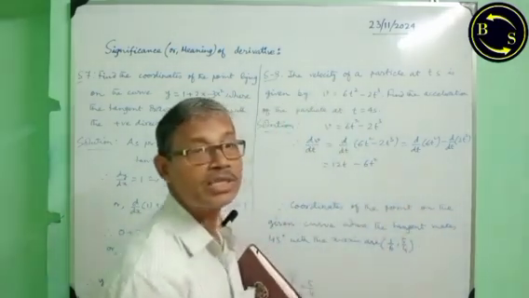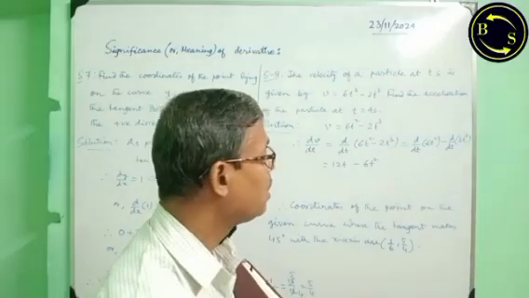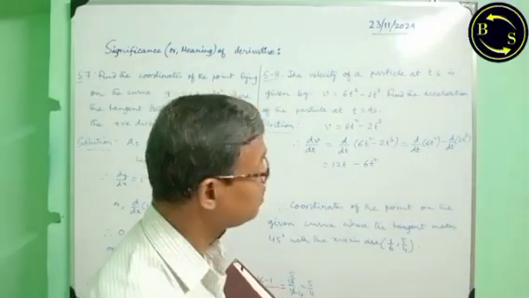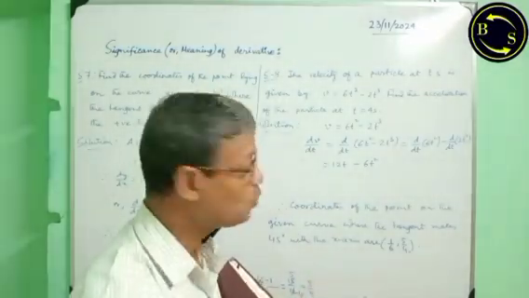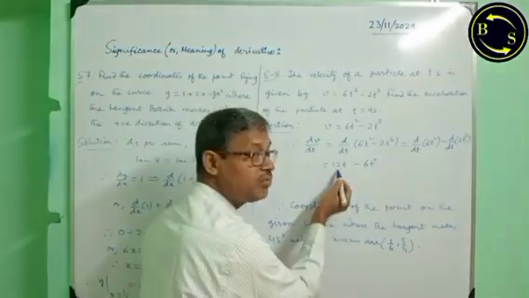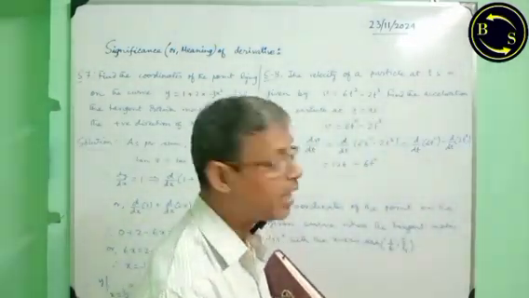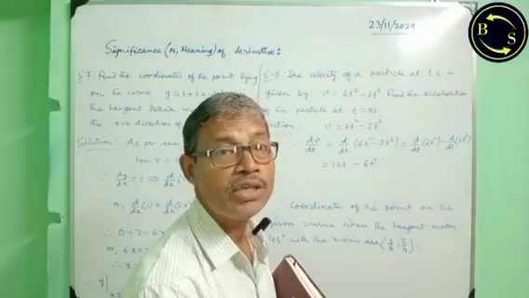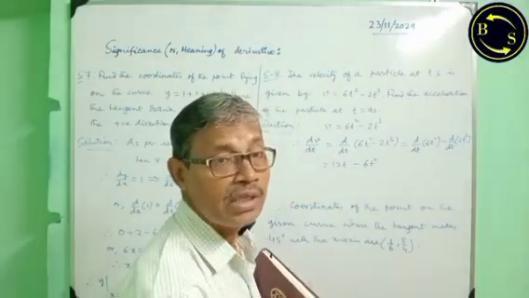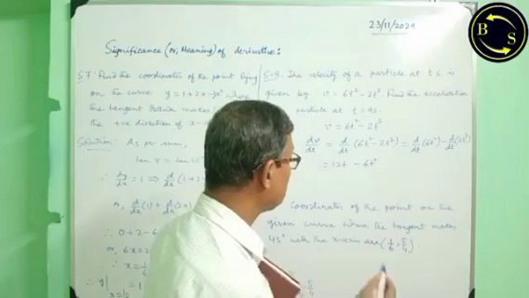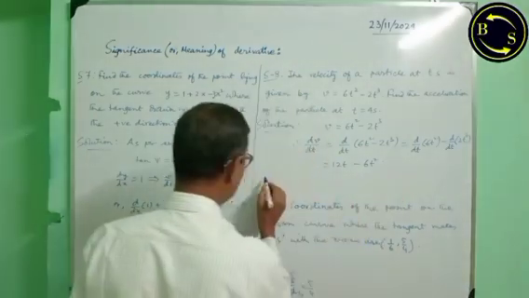Derivative of 6t² with respect to t: 6 is a constant outside, d/dt of t² is 2t, therefore finally 12t. Then d/dt of 2t³, 2 is a constant taken outside, 2 into d/dt of t³, d/dt of t³ is equal to 3t². Therefore finally this one.